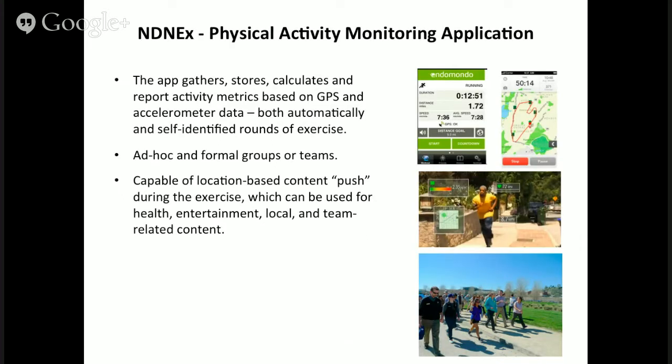So we're talking about an application that gathers, stores, calculates, and reports activity metrics of physical activity, so running, jogging, walking, based on GPS and accelerometer data, so stuff that you can get from a regular mobile phone. And both potentially for automatically and self-identified bouts or rounds of exercise and in teams.